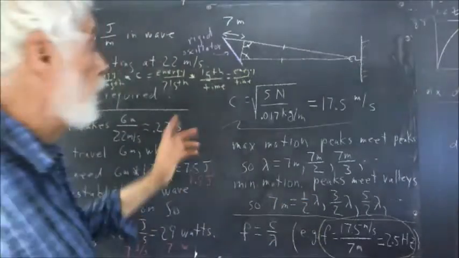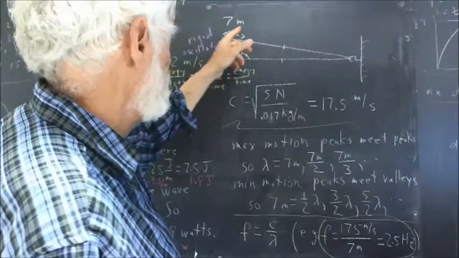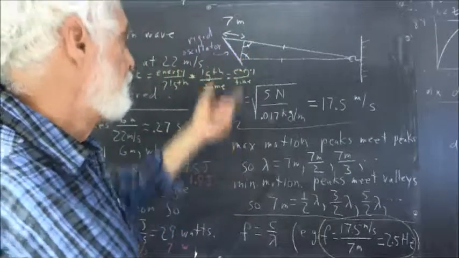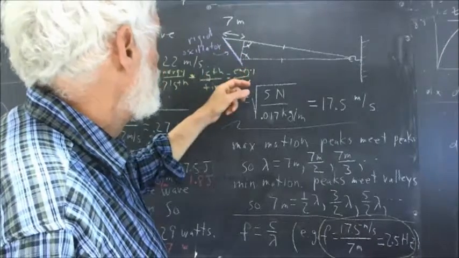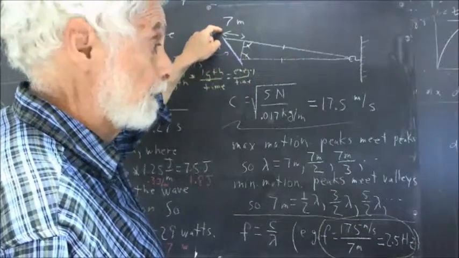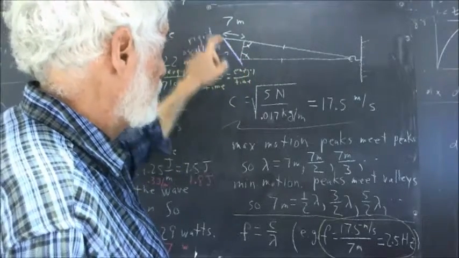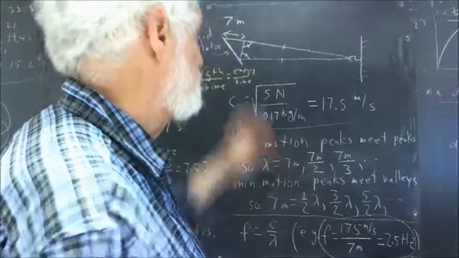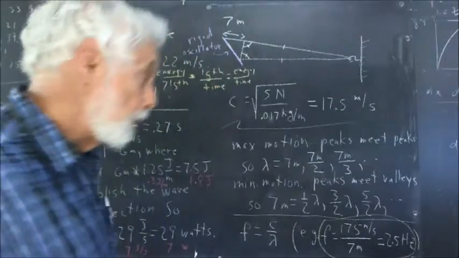Now, if you have 1.5 wavelengths between here and here, you should be able to visualize why you're going to have a valley here. At the same time, you have a peak over here. And if you have a peak here, you have a peak here. So this peak is meeting a valley. They go equal distances, peaks meet valleys, and minimum motion.